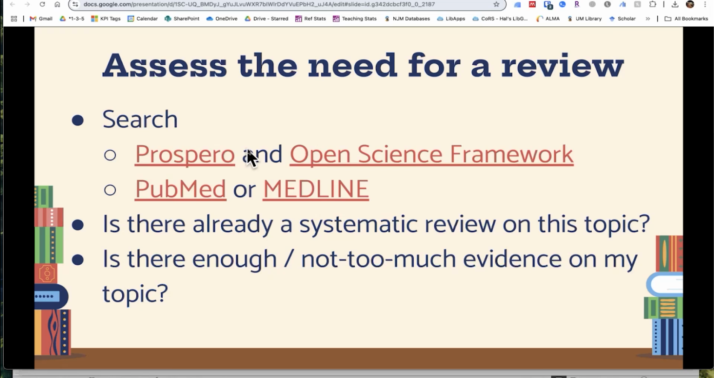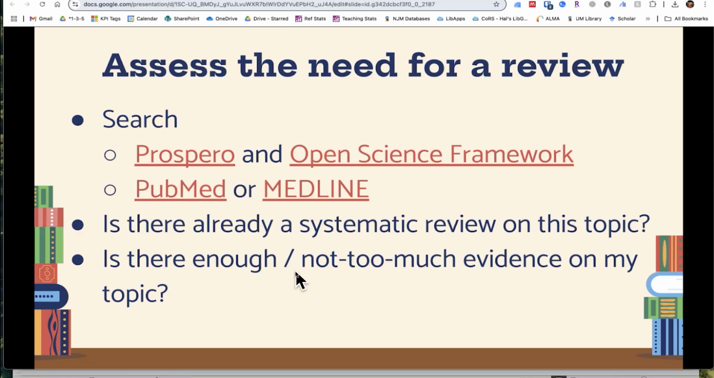Both of these, actually, you know, I'm not sure about Prospero. Open Science Framework is scraped by Google Scholar, so your results show up in Google Scholar as well. But then you also want to make sure there isn't a systematic review already on your topic that has been published pretty recently.